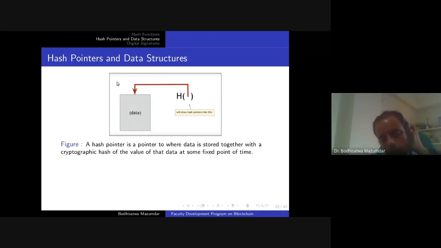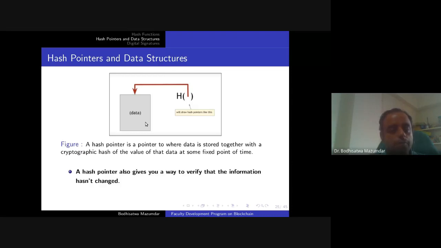Okay, and what does a hash pointer mean? A hash pointer means the pointer points to the data as well as the hash of this data. So a hash pointer is a pointer to where the data is stored, together with the cryptographic hash of the value. Okay, so this hash pointer basically points to the location where the data and its cryptographic hash are stored at some fixed point of time.